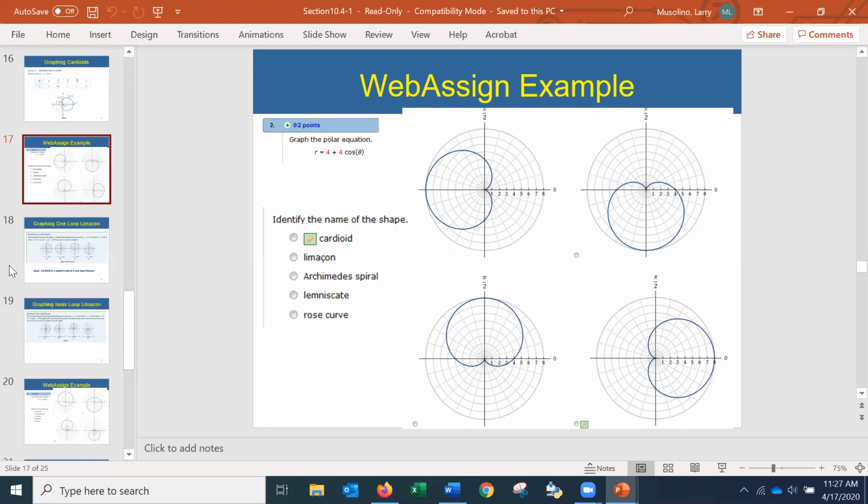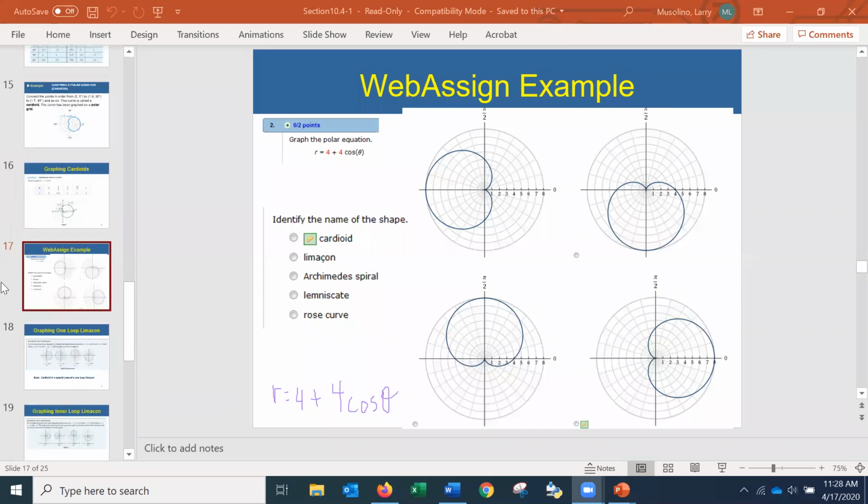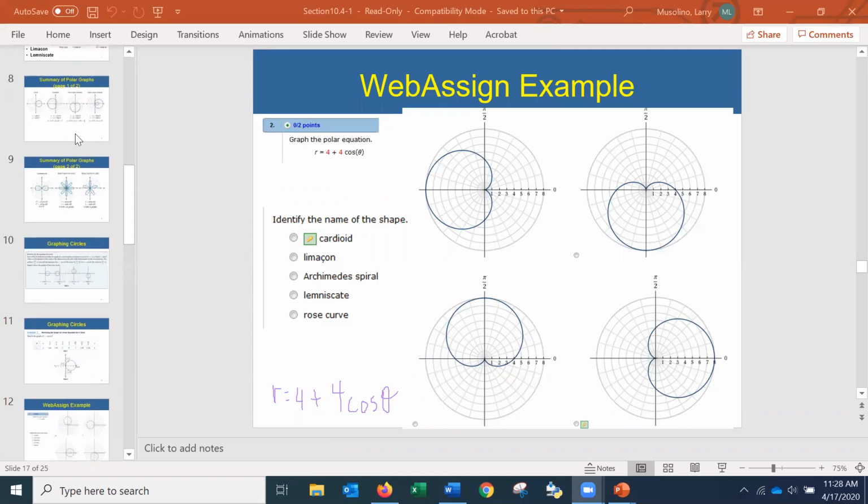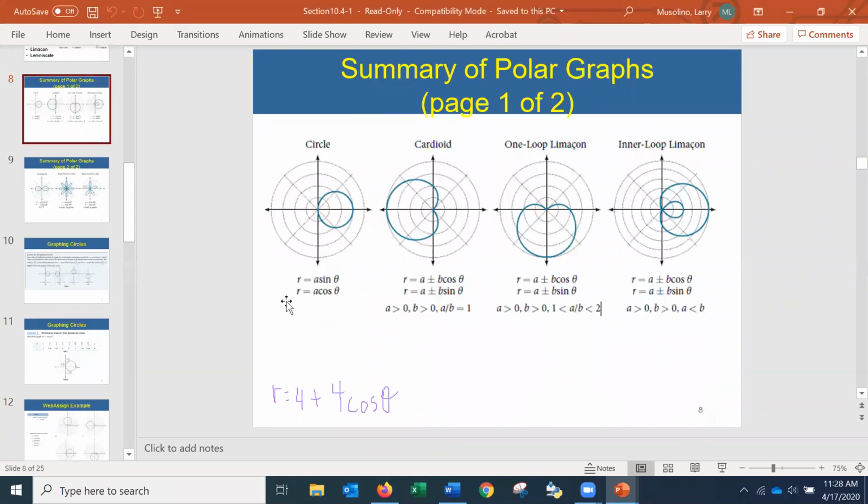So for this example, the polar equation is r equals 4 plus 4 cosine theta. I'm going to go back to slide 8 as my starting point, and I want to see if this equation matches any of these templates. First, I know it's not a circle, because my equation doesn't match this format.